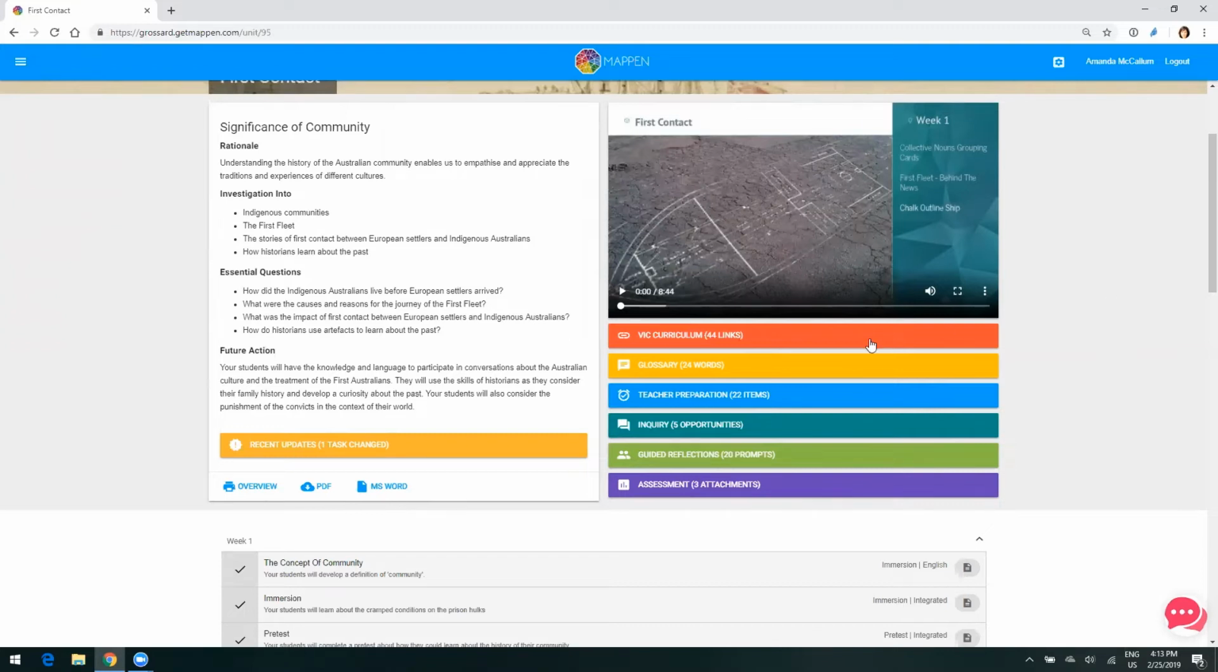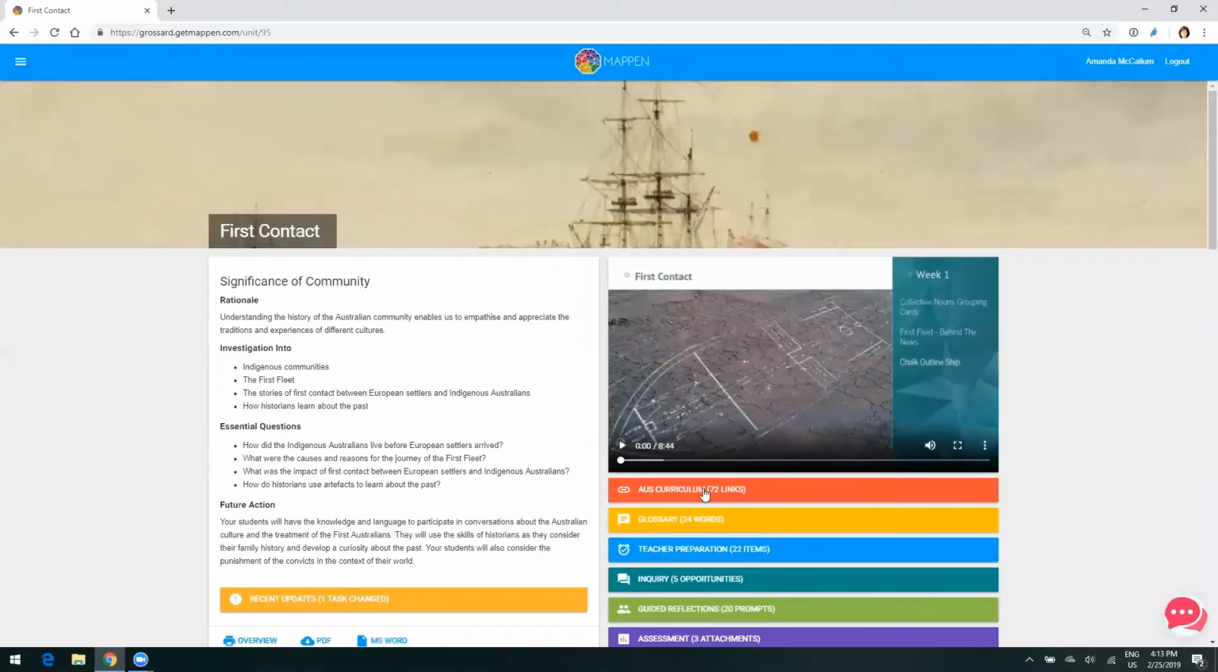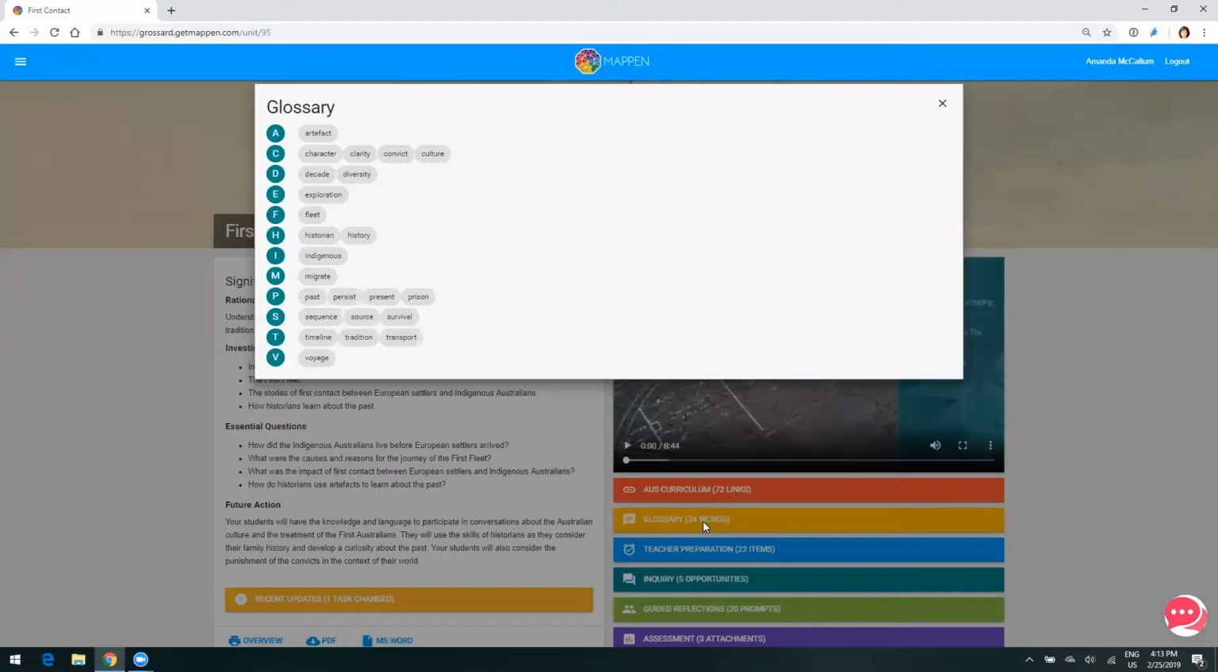Each of the tabs underneath, whether you are in Victoria, New South Wales, an Australian curriculum school, or in Western Australia, this red tab will show you the relevant curriculum for your jurisdiction that is addressed throughout the unit. The yellow tab introduces the glossary that is unique to the unit, and we build one glossary task in every unit, but you can use this for spelling activities, for other literacy-based activities if you choose.